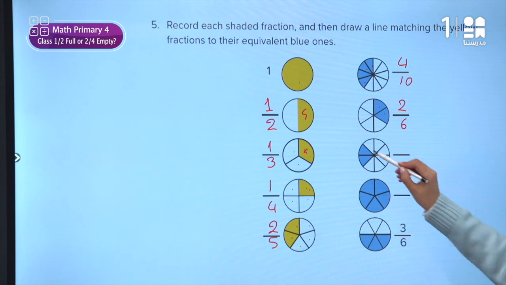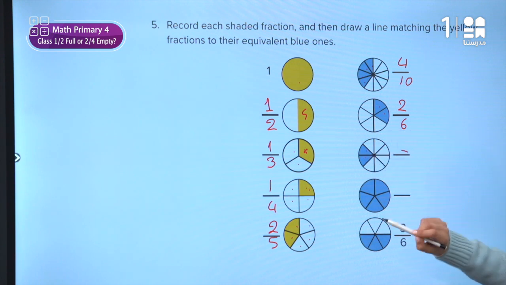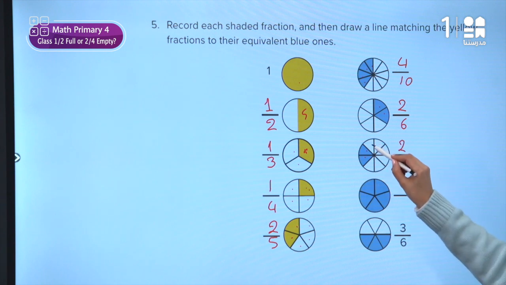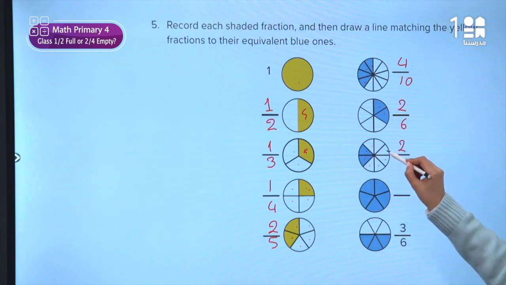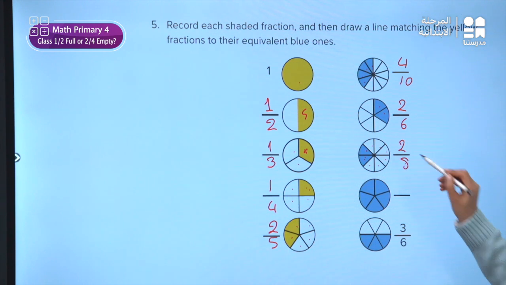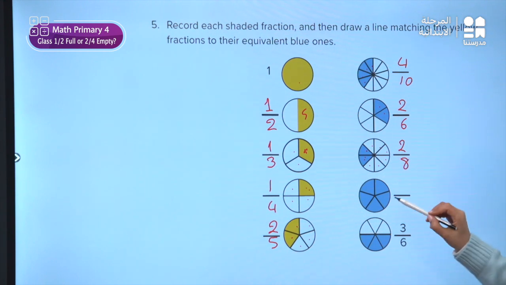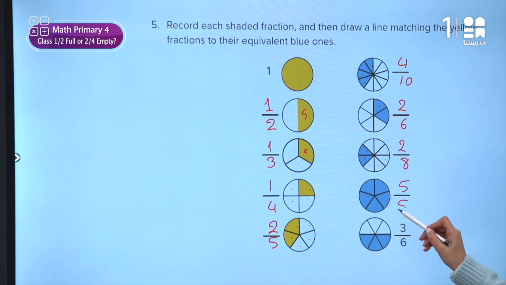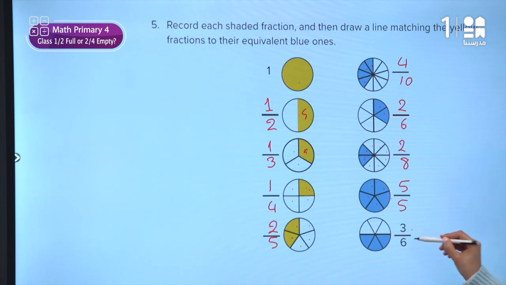The third one is 2 shaded parts over all the parts, 1 2 3 4 5 6 7 and 8, so it is 2 over 8. The next one, 1 2 3 4 5, all of it is shaded, so 5 over 5, which is the whole one. The last one is 3 parts out of 6, and it is already written.